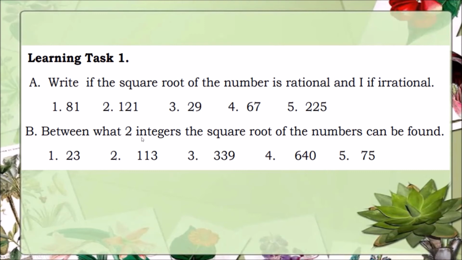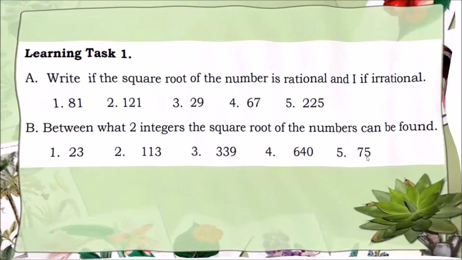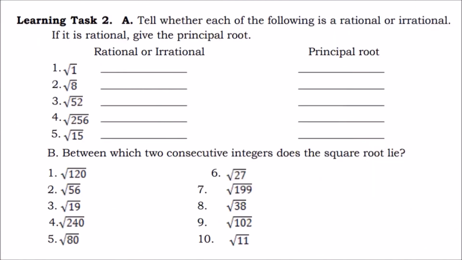Letter B, between what two integers the square root of the numbers can be found? Ano ang dalawang integers na nasa pagitan ng square root ng bawat number? Number 1 is square root ng 23. Number 2 is square root of 130. Number 3 is square root of 339. Number 4 is square root of 640. And number 5 is square root of 75. So, I hope clear po ang learning task number 1.